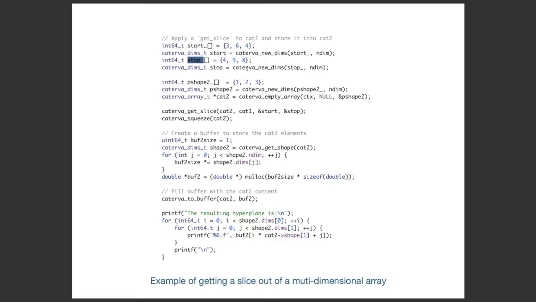And after this is created, we create a container for getting the slice, and we get the slice by using Caterva get slice, and we populate cat2, which is empty, from the slice that fulfills the start and stop from cat1. Then we squeeze, so all the dimensions that are degenerated, like they are ones, for example, can be squeezed like this to get rid of them. And then we just print the results by converting the Caterva container to a buffer again, and then printing the results from the buffer. Okay, so this is an example of the C API.